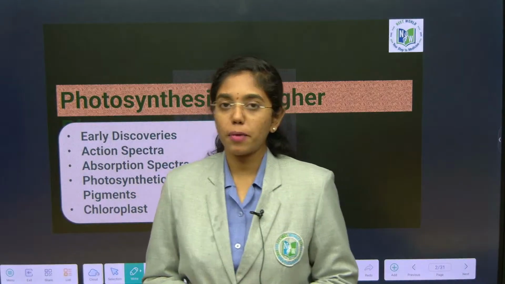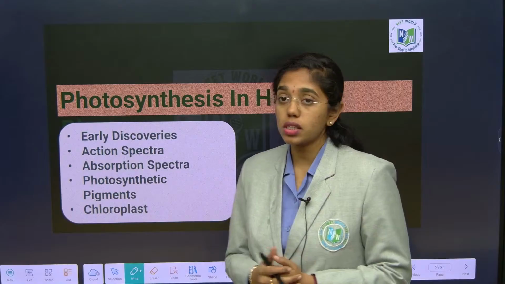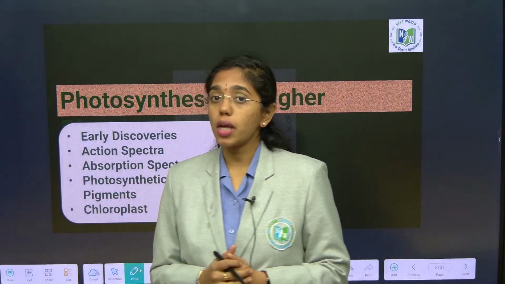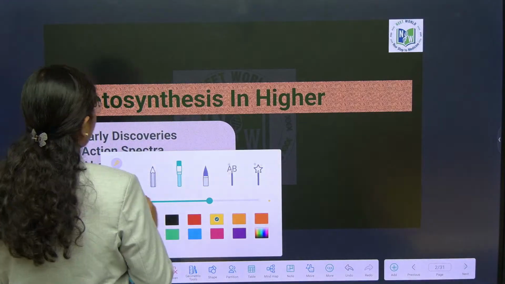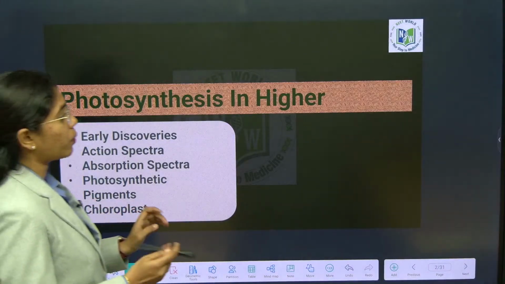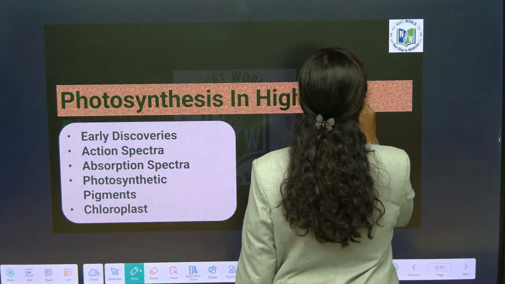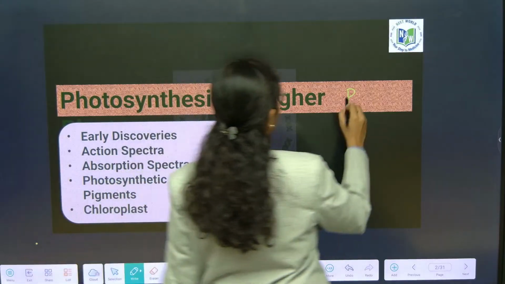This is your Prasanna Maam from NEET World, and here we are in our third chapter, that is photosynthesis in higher plants, from the most important unit, that is plant physiology. So first, with respect to this chapter, what you have to cover, you have to keep it in your mind, and have a clear idea about this.